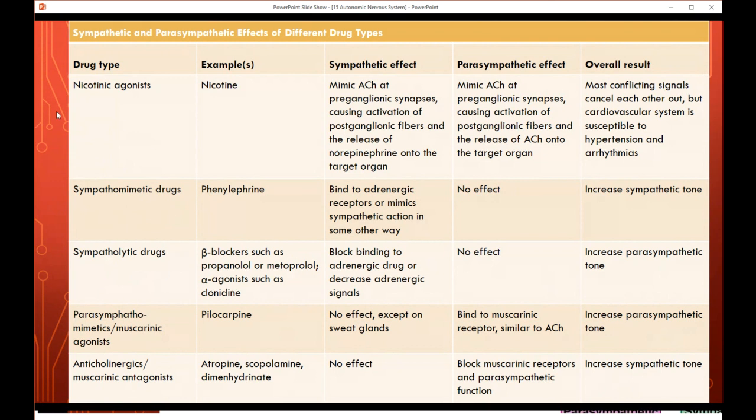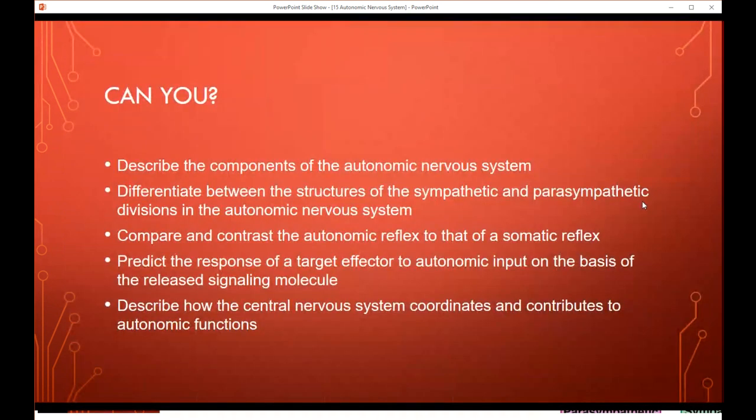Let's see here. The nicotinic agonists, I already talked about nicotine, and then the phenylephrine is going to increase our sympathetic tone. So make sure that you can do this and just review.